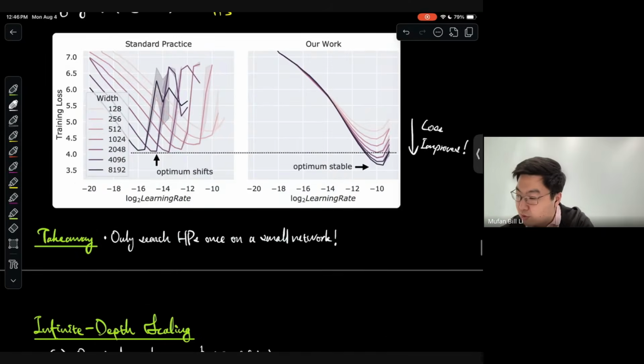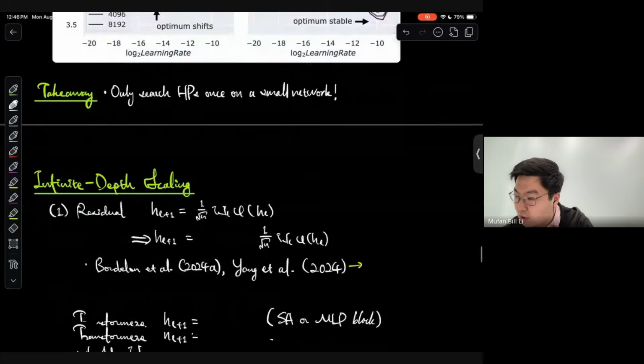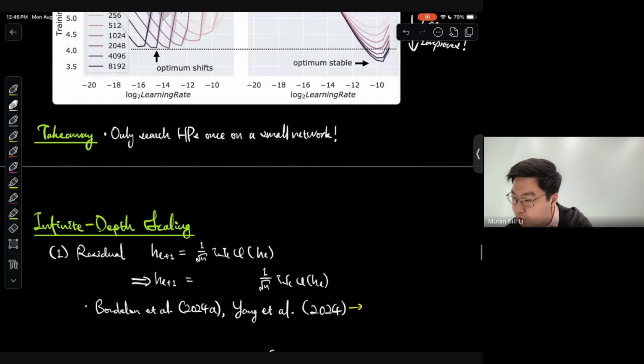All right. In the rest of this, I do want to also briefly mention some other types of scalings. In particular, the community has made some progress on infinite depth scaling. So I want to briefly mention some things here. In particular, there are two types of infinite depth scalings. And I just want to highlight this first one using residual connections first.